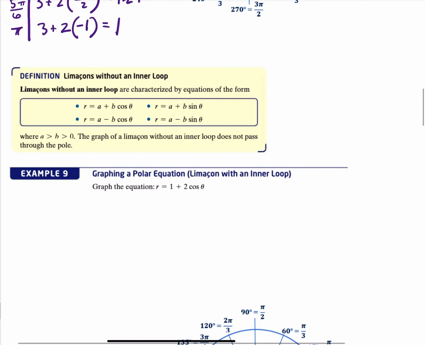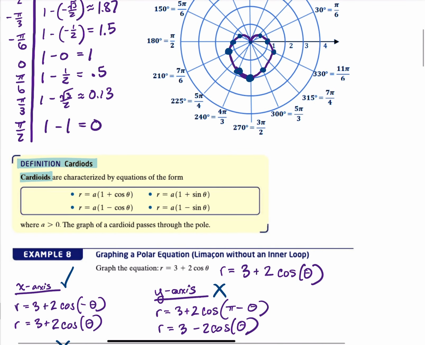So they give us our formal definition here. So they don't have an inner loop. It looks like two different terms, a plus b cosine, or a plus b sine, or a minus b cosine. Notice a and b are different. It says a is greater than b. So that's a little bit different from what we had previously with our heart, our cardioid.